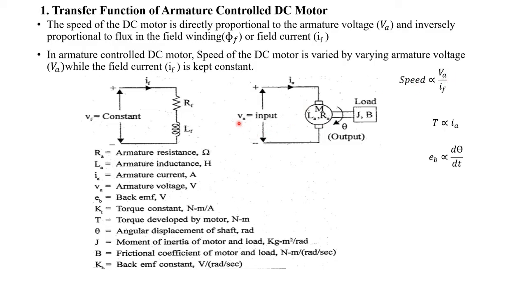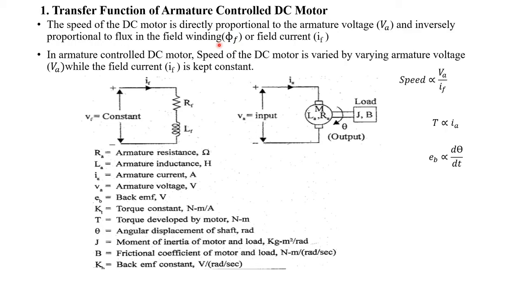Okay, so here to vary the speed, what we have to do, we can vary either armature voltage, that is this VA, or we can vary the field current, that is this IF. So in armature controlled DC motor we are considering this relation: speed is directly proportional to VA. By varying this VA we can vary the speed of the motor. Now we are going to see the armature controlled DC motor.